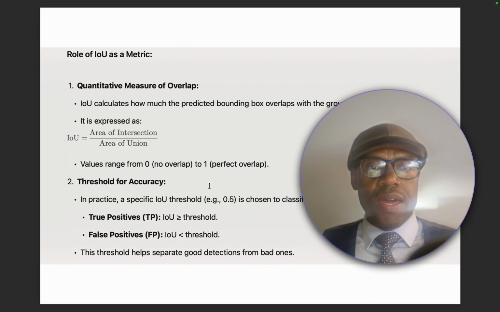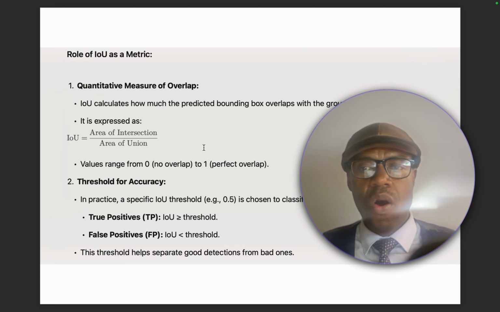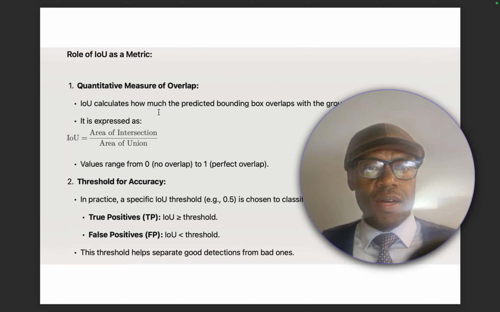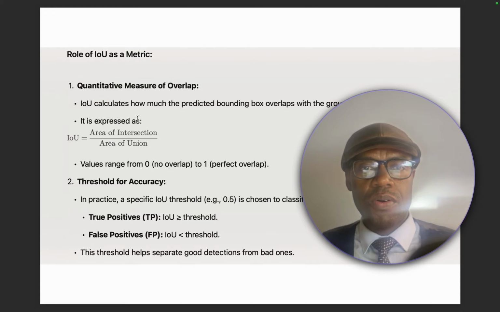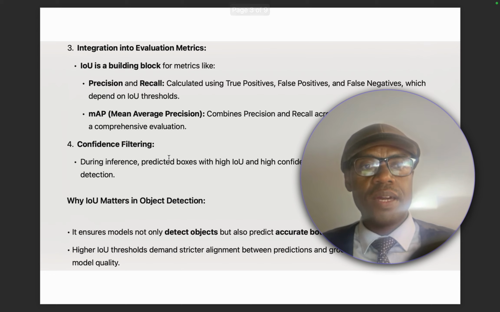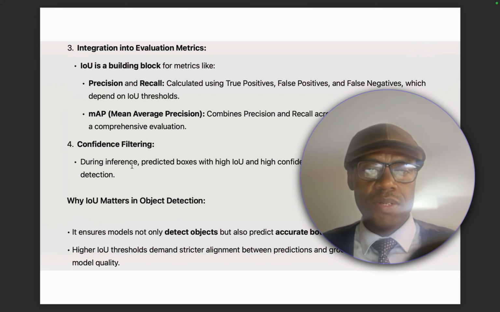IoU is a metric, as we said, and as a metric, it plays four roles in object detection models. The first role is quantitative measure of overlap. The second role is threshold for accuracy. The third role is integration into evaluation metrics. The fourth role is confidence filtering.